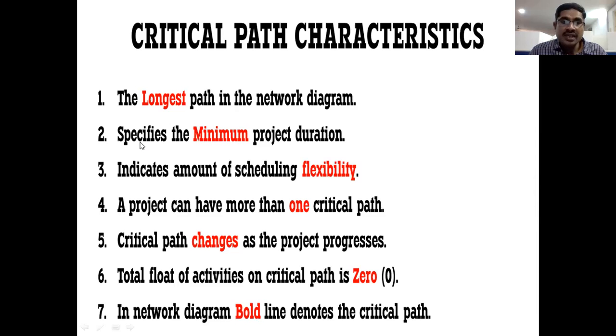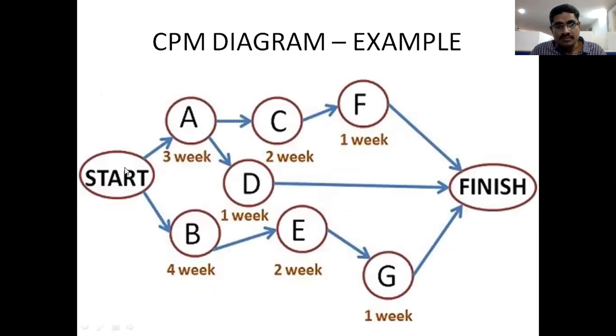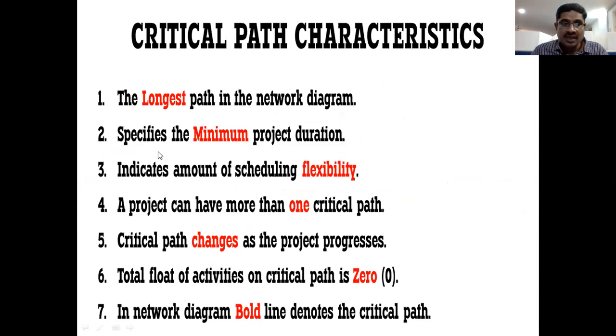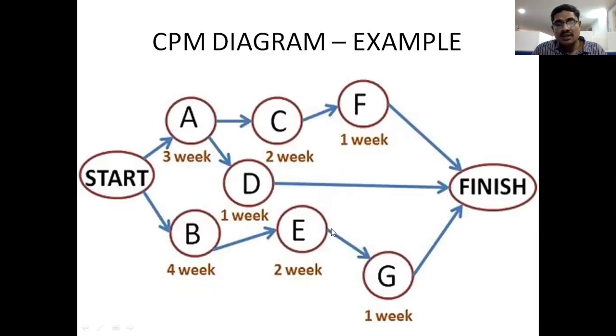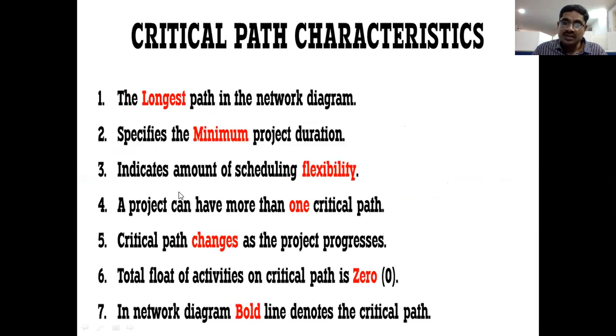And next, the critical path specifies minimum project duration. In this diagram, the second path, start to A, A to D, and D to finish, is the second path of these three paths. The second path has four weeks. So in the CPM, we can know the minimum duration path. The critical path specifies the minimum time path or duration, and we can easily identify the longest path and the lowest path. We can find these two from the CPM. So these are the two characteristics.